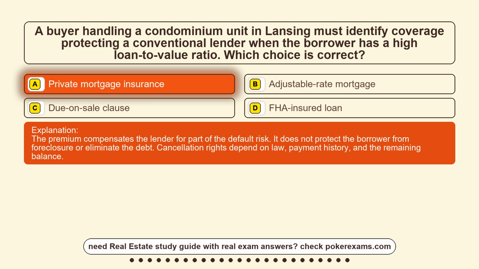The premium compensates the lender for part of the default risk. It does not protect the borrower from foreclosure or eliminate the debt. Cancellation rights depend on law, payment history, and the remaining balance.